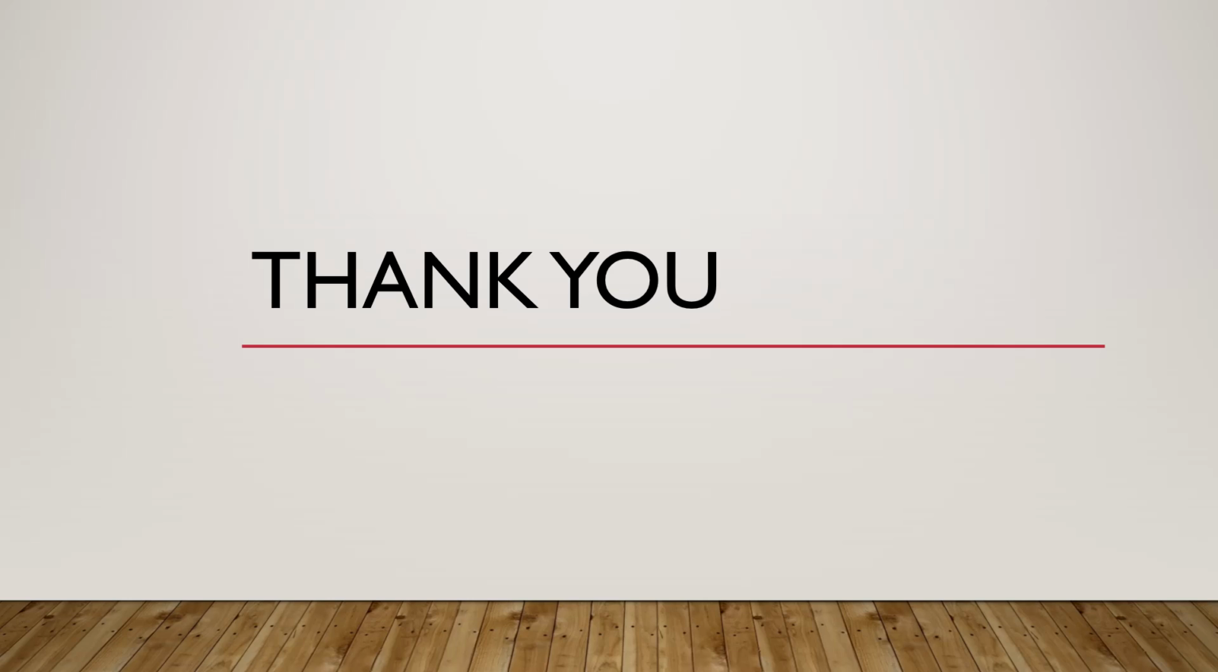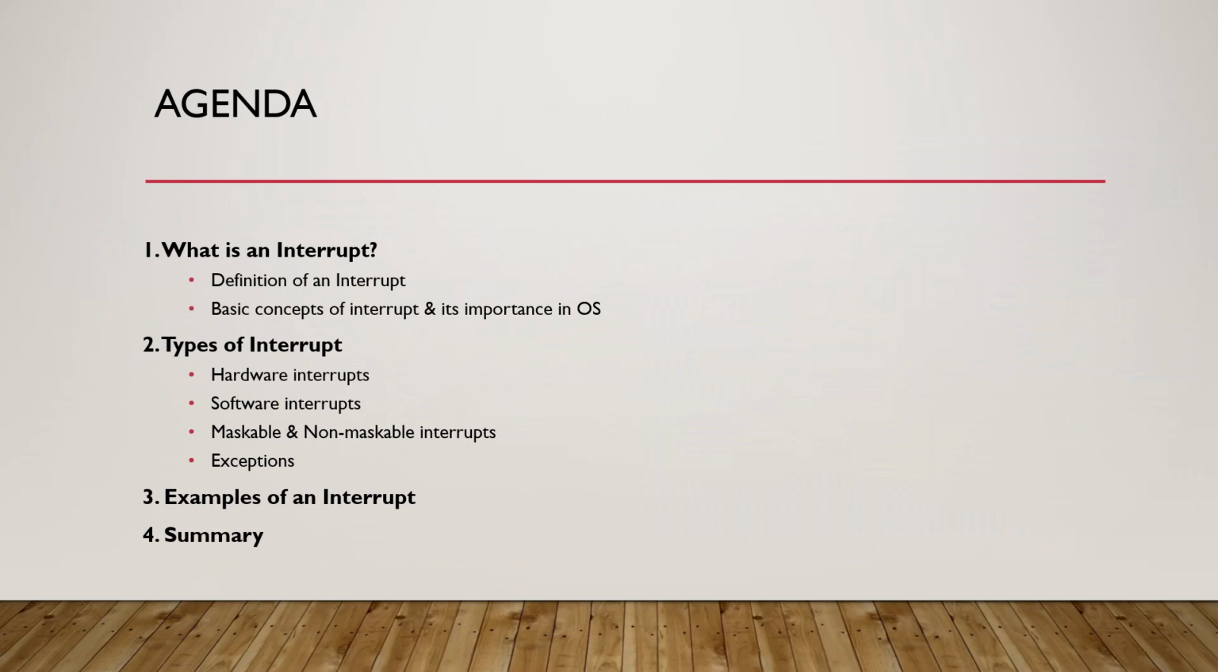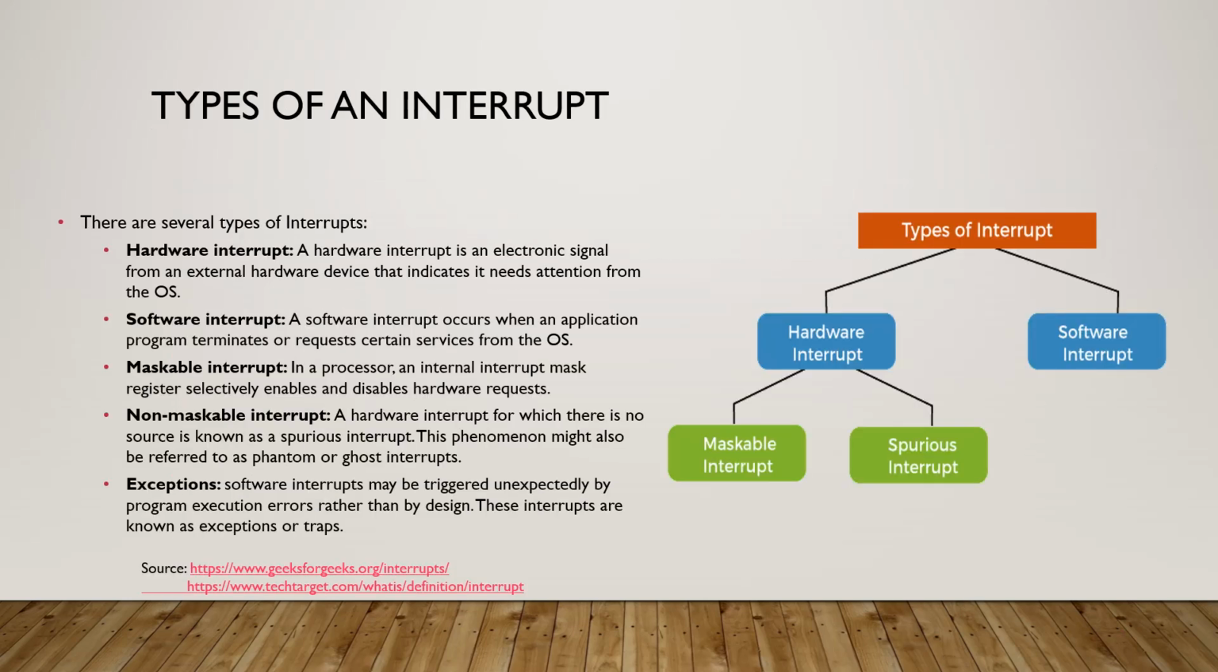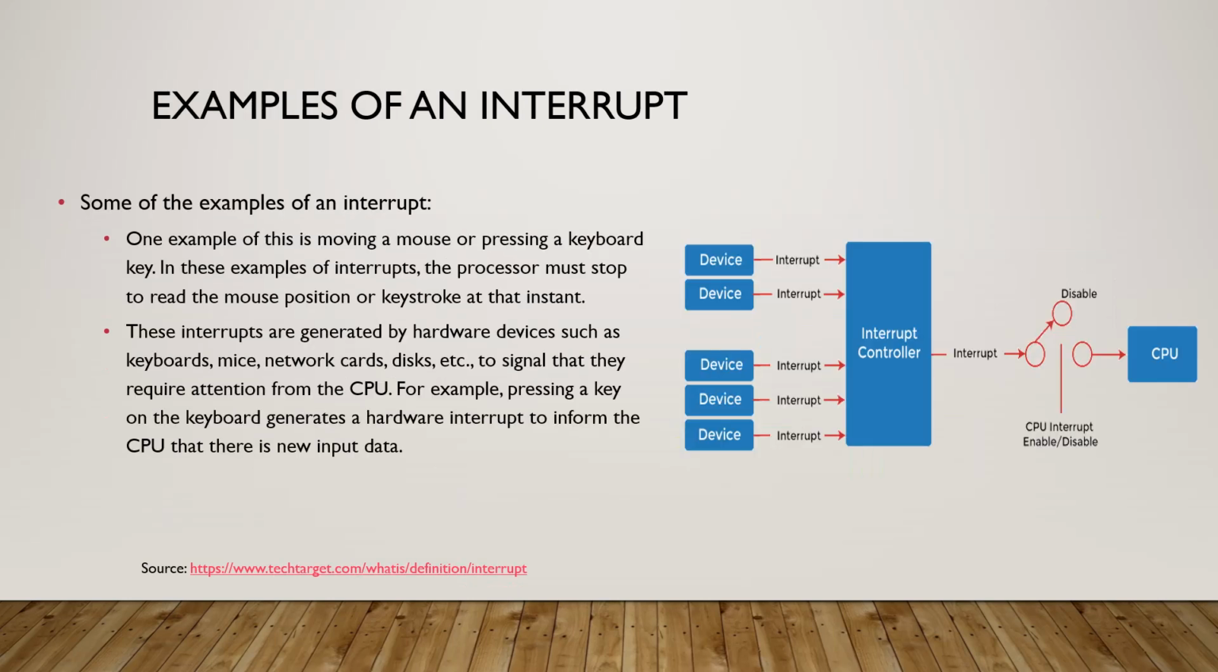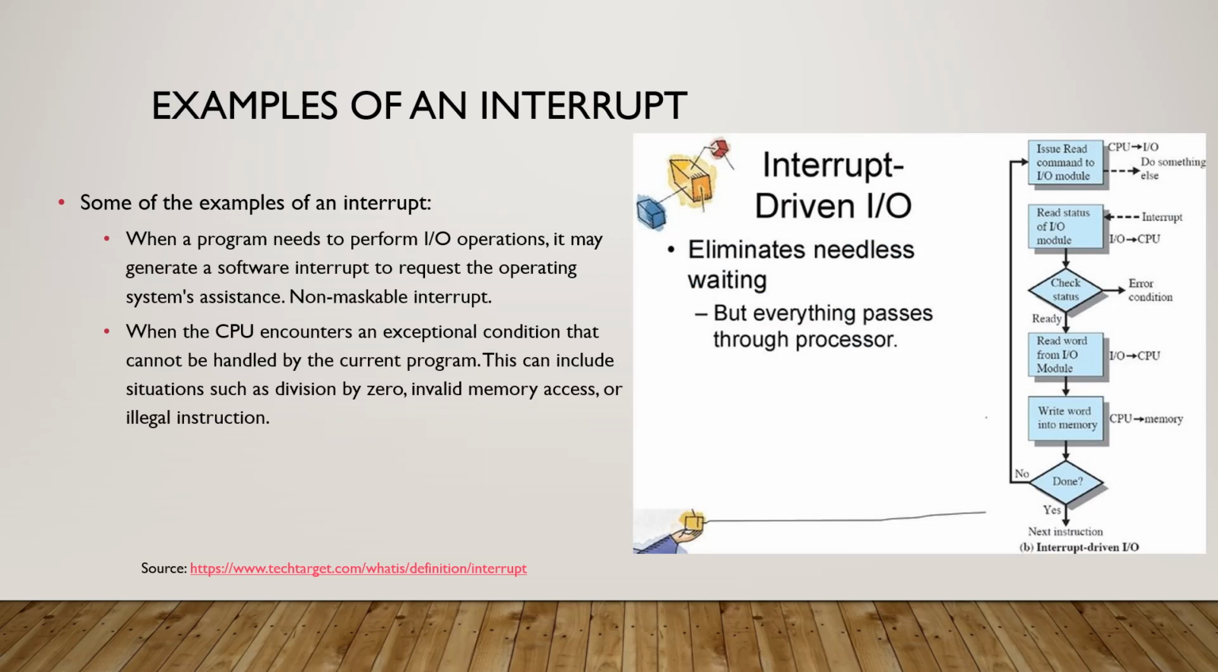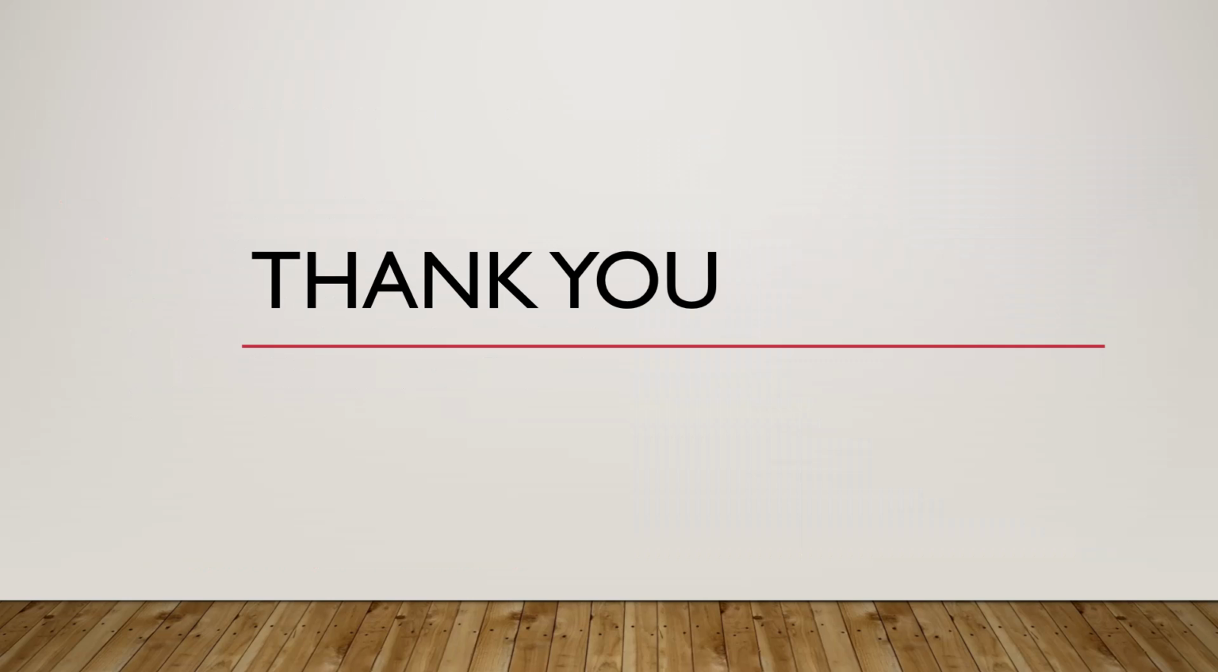Well, let's conclude our tutorial. So we basically tried to define the interrupt. We tried to give basic concepts of an interrupt and its importance in operating system. We went through some of the types of interrupt, hardware, software, and what are the subtypes under each. We also tried to give some examples of an interrupt by giving real-life examples. And then we also included some diagrams to make it easier for our viewers to understand. So this was our tutorial for today.